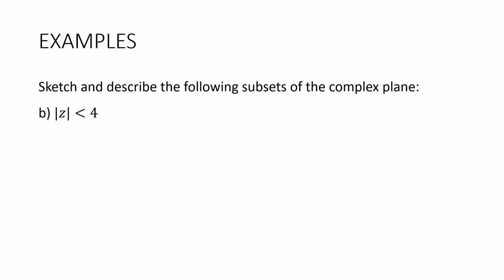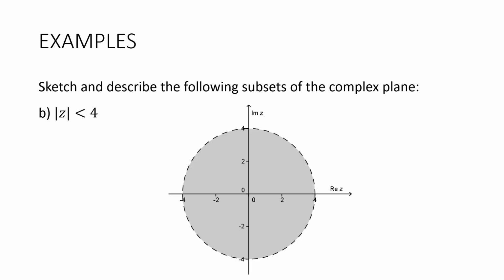B. The modulus of z is less than 4. So again, we have a circle centered at the origin. The radius is 4, but this circle is going to be colored in, and because we don't have equality here, it's going to have a dashed line on the circumference.